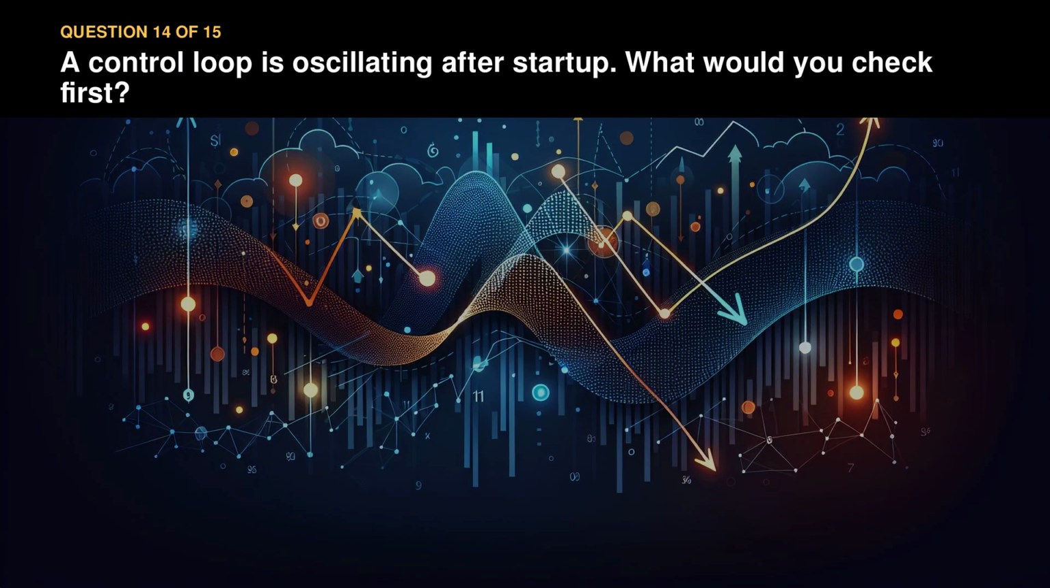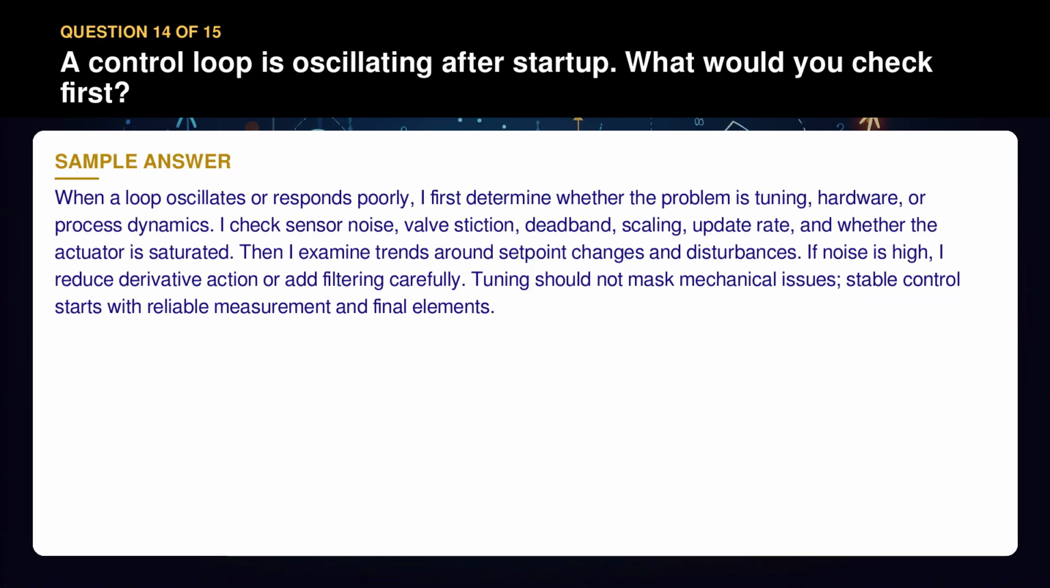Question 14. A control loop is oscillating after startup. What would you check first? When a loop oscillates or responds poorly, I first determine whether the problem is tuning, hardware, or process dynamics. I check sensor noise, valve stiction, deadband, scaling, update rate, and whether the actuator is saturated. Then I examine trends around set point changes and disturbances.